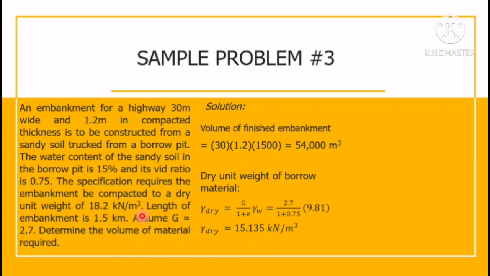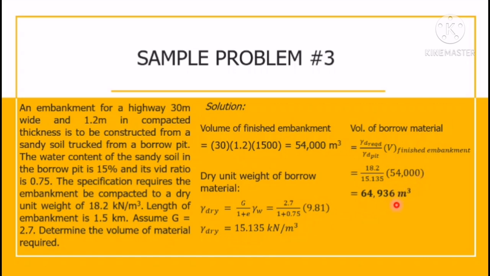So, to achieve that, we have to determine how much volume of borrow material we need. What is the volume of the borrow material? Using ratio and proportion, the volume of borrow material over the volume of finished embankment is equal to the required dry unit weight over the dry unit weight of the borrow pit material. The required is 18.2 kilonewton per cubic meter, and our dry unit weight is 15.135. If we multiply it by the volume of the finished embankment, 54,000 cubic meters, we get the volume of the borrow material, and that is equal to 64,936 cubic meters. That will be the answer for sample problem number 3.